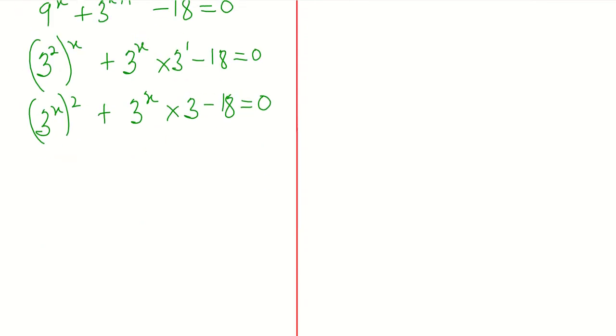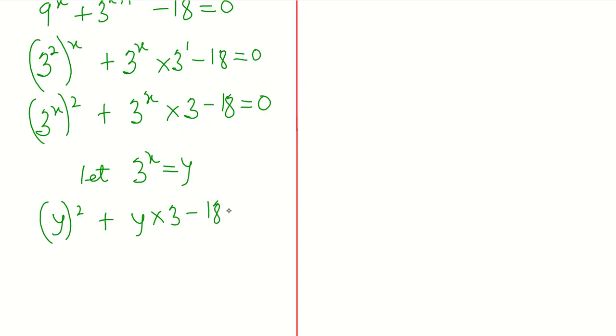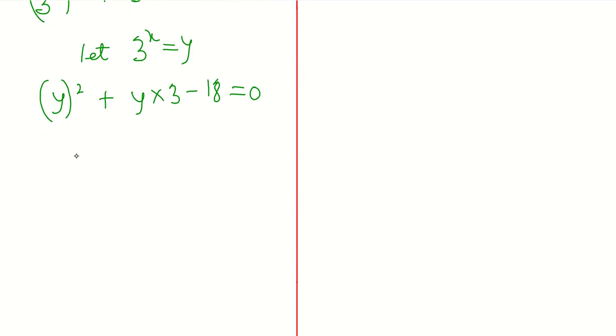So at this point, we should let 3 exponent x be equal to y. So wherever I see 3 exponent x, we put y there. So we have y all squared plus y times 3 minus 18 equal to 0. We can simplify it by writing y squared plus 3y minus 18 equal to 0. So we have a quadratic equation here.